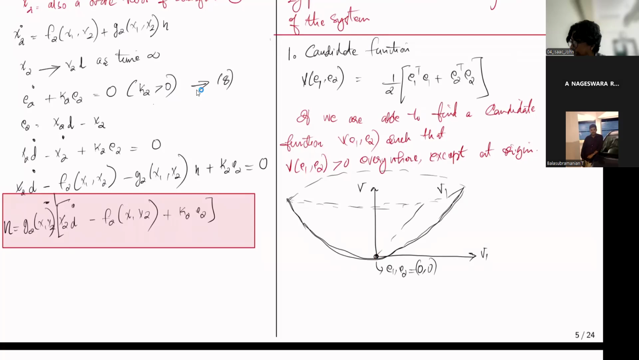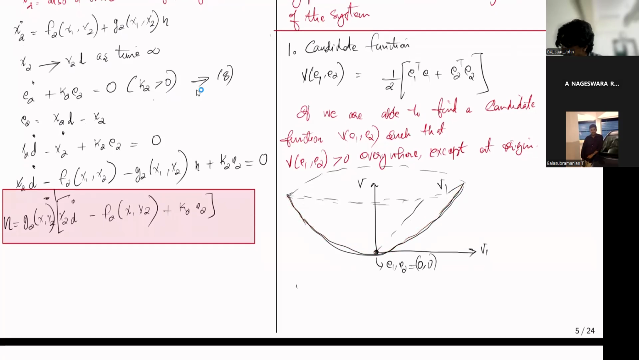So what it basically says is that this is like a bowl shaped function. The derivative of this function, V dot of e1, e2 with respect to time, would be e1 transpose e1 dot plus e2 transpose e2 dot. This should be less than or equal to 0.